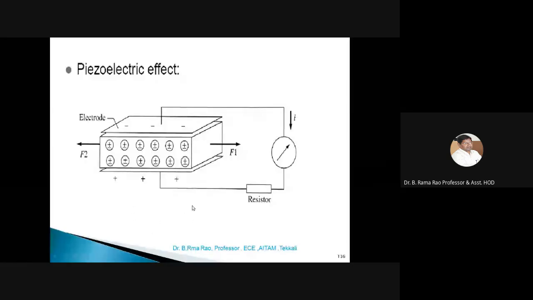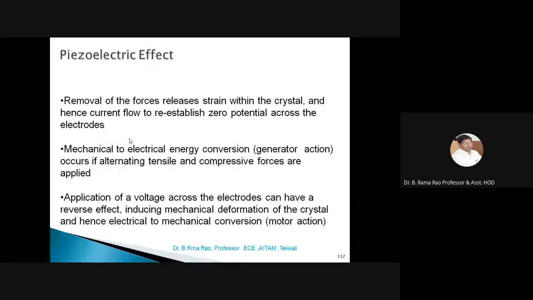This crystal is applied with this voltage, current, and this resistor. Then an external voltage is applied. Then it is forced to vibrate with the help of this positive and negative plates. So these are the positive electrode and the negative electrode. Okay, and then it starts vibrating. When they start vibrating, it produces the EMF with a fundamental frequency. So that is nothing but the piezoelectric effect. Removal of force releases the strain in the crystal, and hence the current flows to re-establish the zero potential across the electrodes.